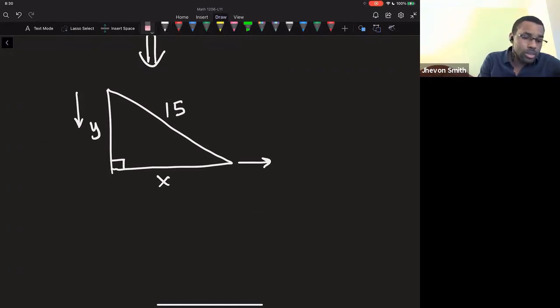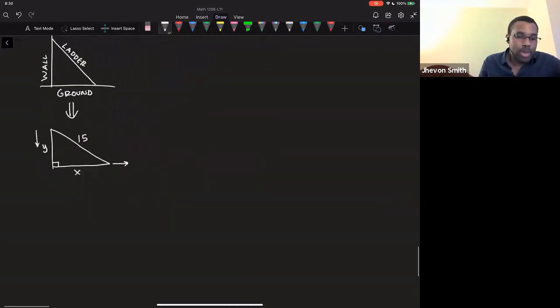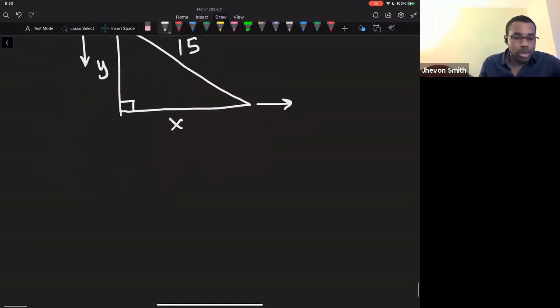which means the horizontal length is changing. It cannot be a constant. It must be a variable. And the vertical length is changing. It cannot be a constant. It must be a variable. However, the hypotenuse is a ladder. It's not changing. It's always going to be whatever length you started with. So that is 15. So that is our diagram, properly labeled.